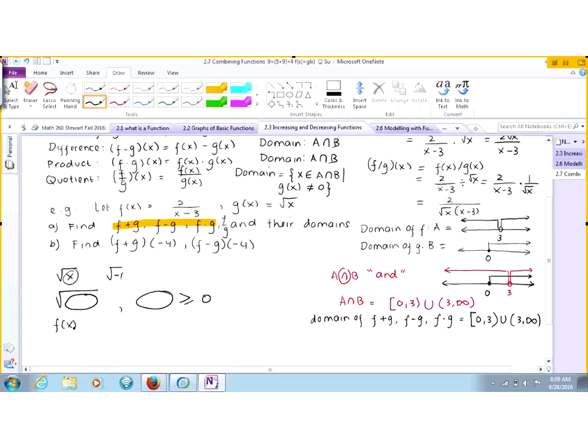Okay? So suppose I ask you, what is the domain of this function? F of x is square root of x plus half. What is the domain of this function?